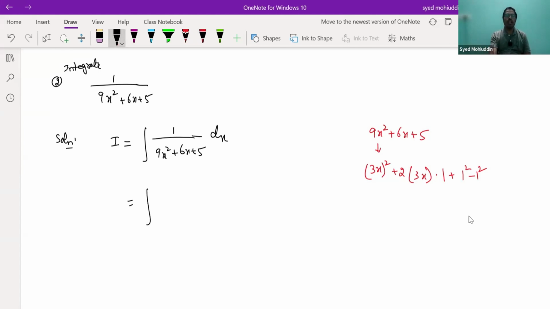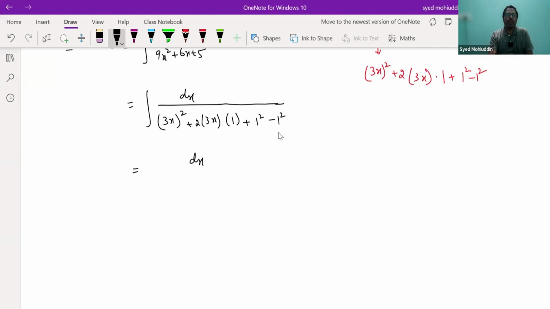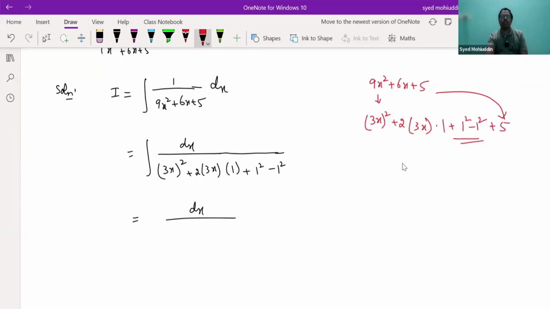We get the integral as the integral of dx by 3x square plus 2 into 3x into 1 plus this 1 square, and this minus 1 square will remain as it is. Or further, if you simplify this one, it is dx by this plus 5, and this plus 5 has to come here. That plus 5, right?